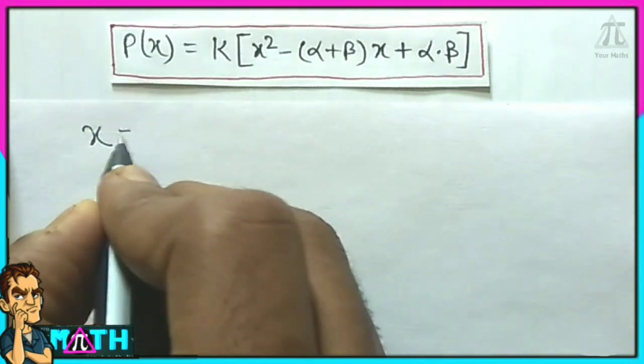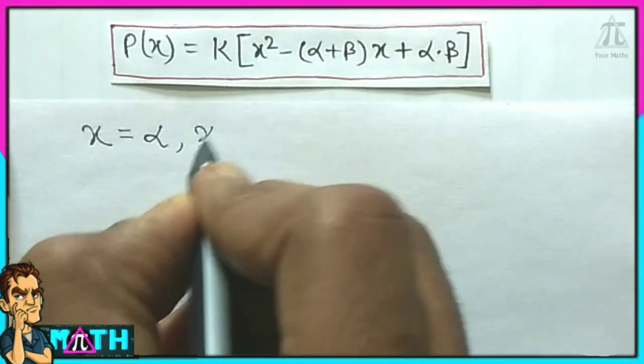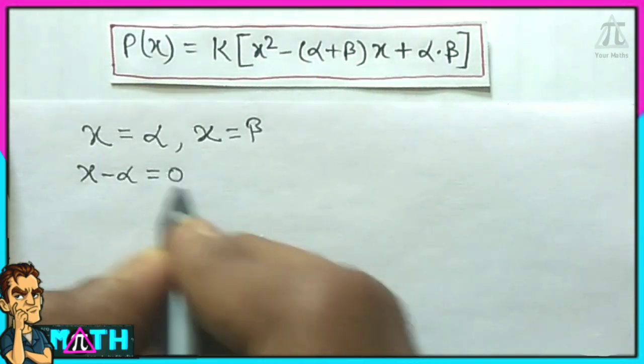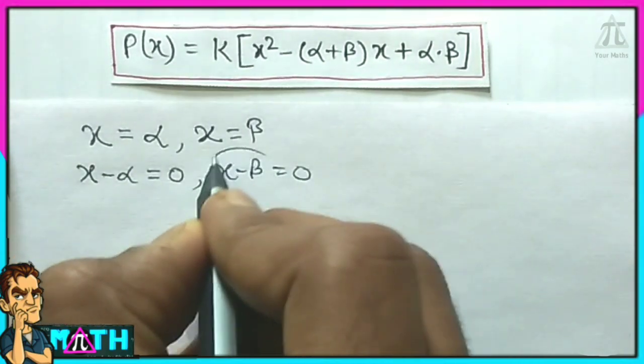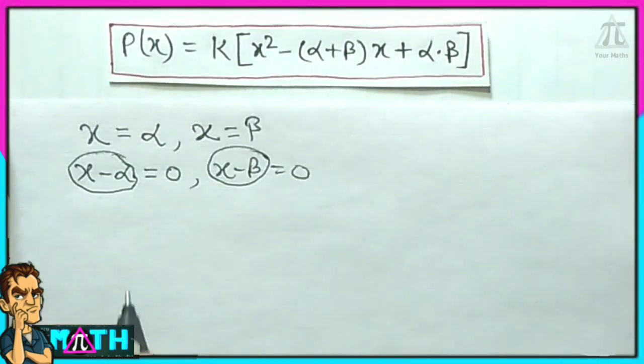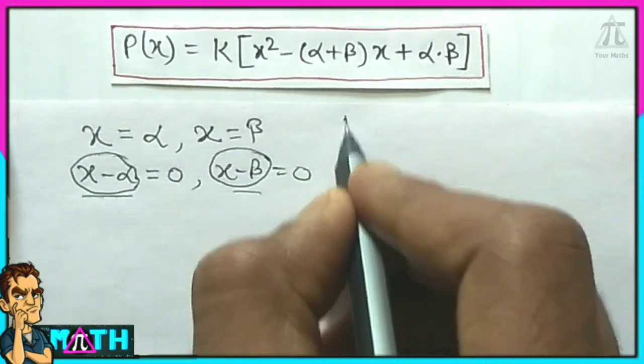We know that when we solve a quadratic equation, we get two roots, and the roots are basically the solution of the equation. Let's say one root is x is equal to alpha and the other root is x is equal to beta. So we can say x minus alpha and x minus beta are the factors of the quadratic equation. Let's take an example to understand it.